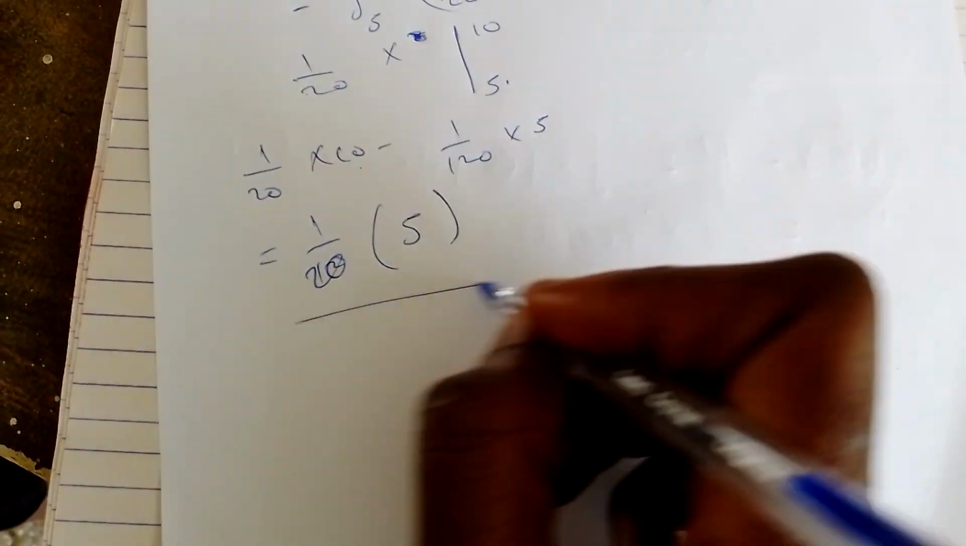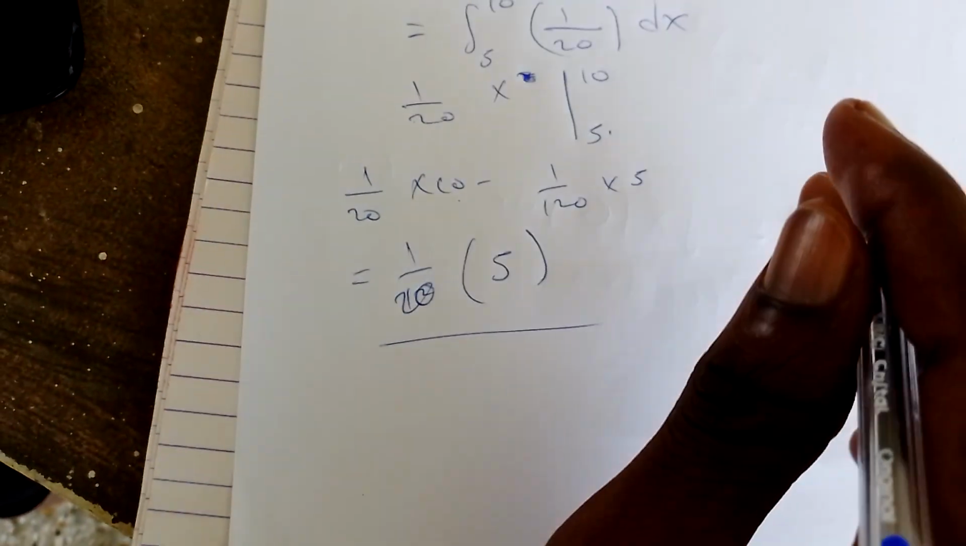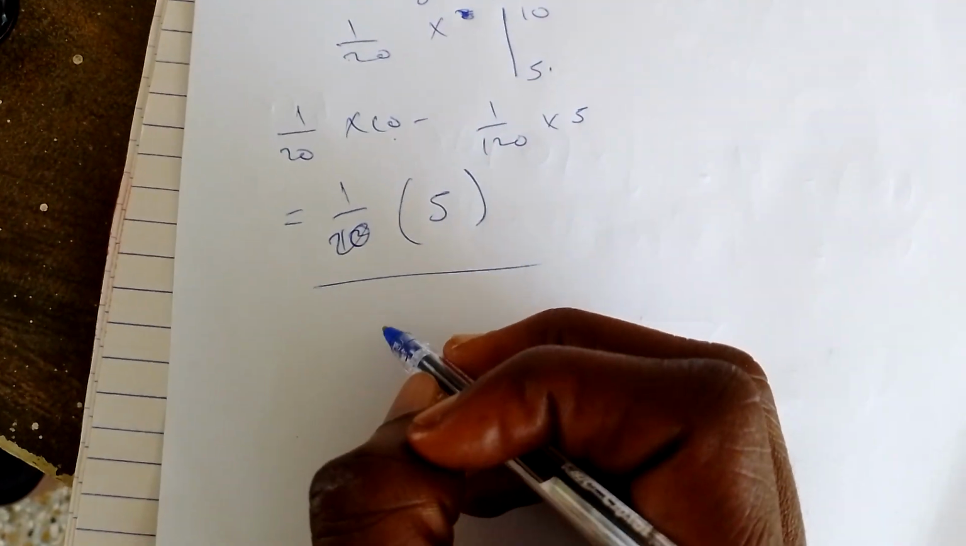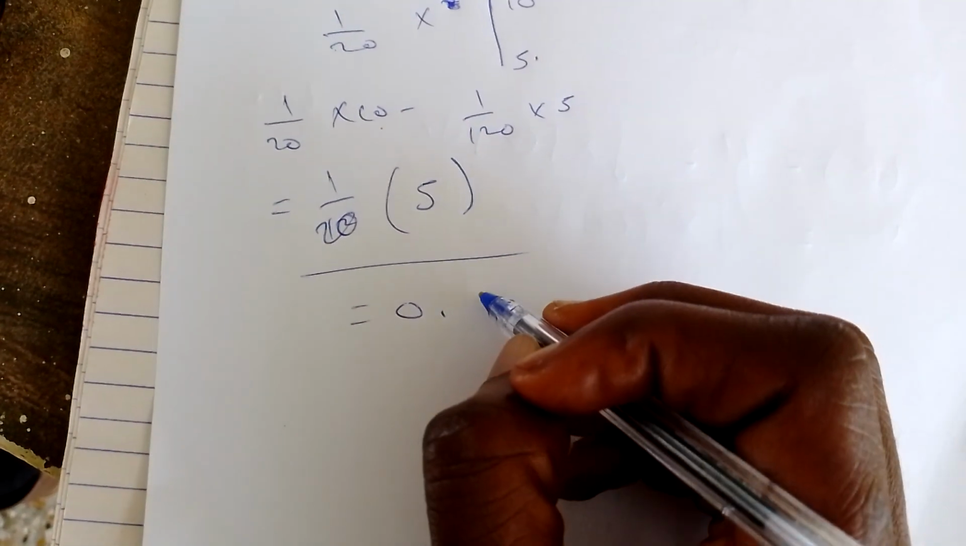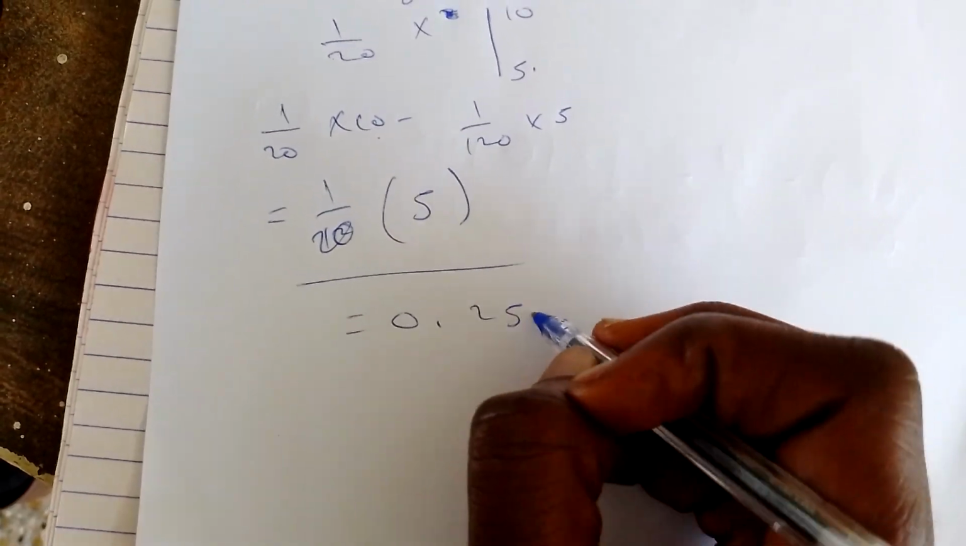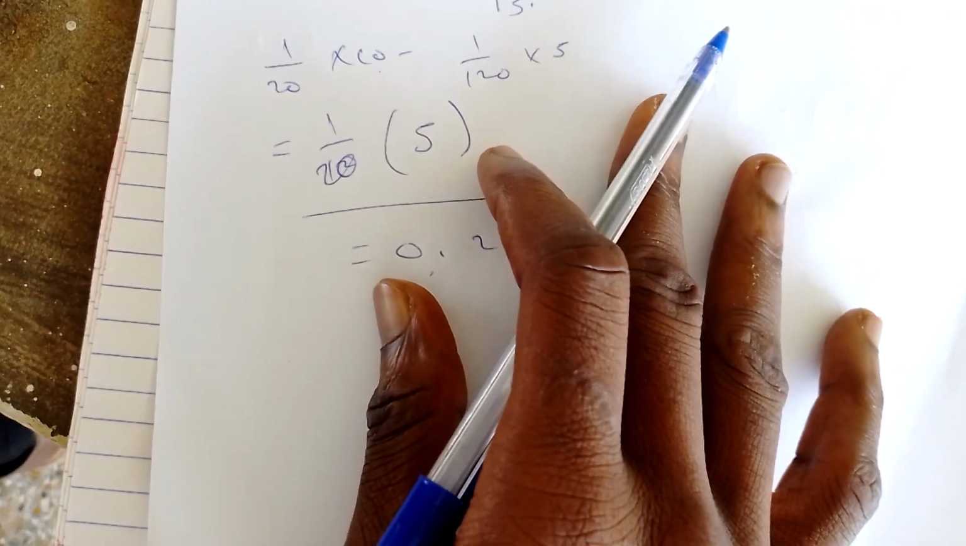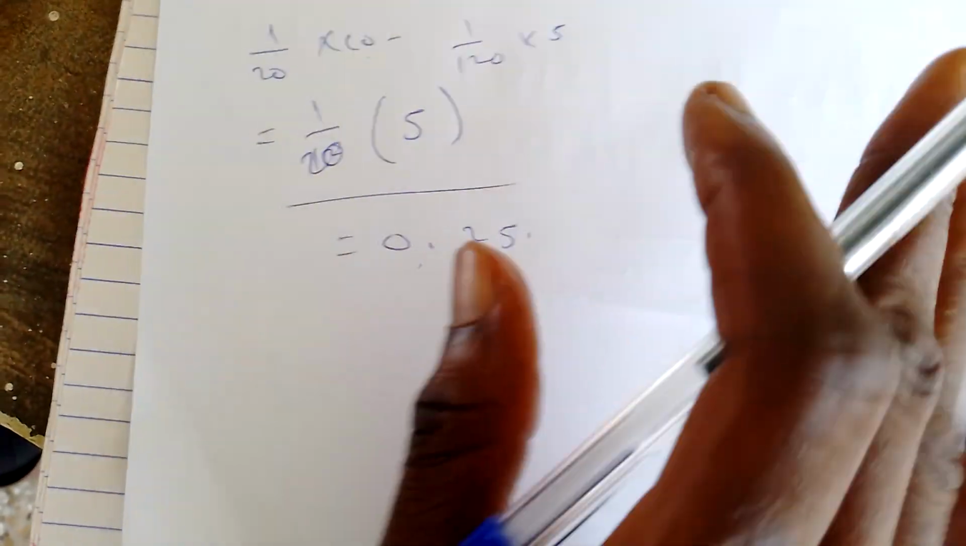So this will be your answer. If you simplify this, what should you be getting? You should be getting 0.25. So basically this will be 0.25, and that will be your probability.